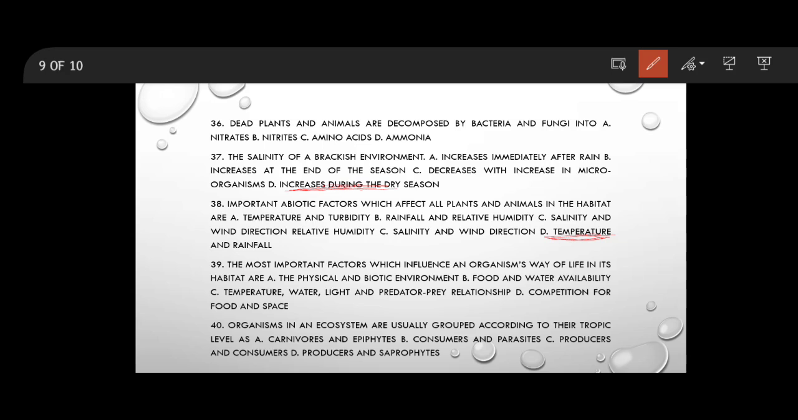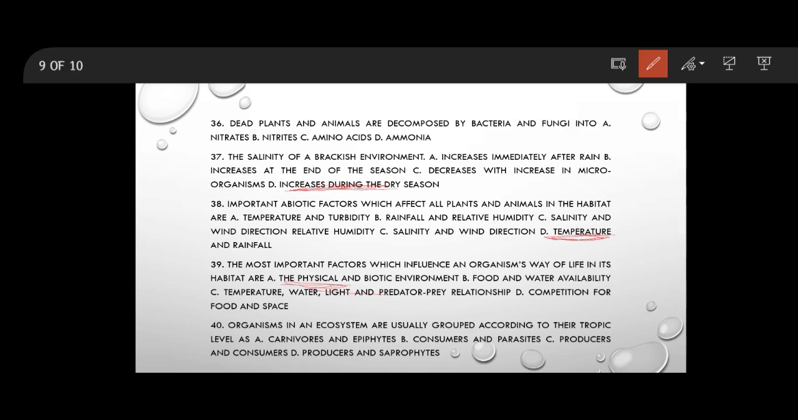Next question is saying that the most important factor which influence organisms' way of life in habitat are dash. A, physical and biotic environment. The physical referring to the abiotic. Okay, food and water availability. Temperature, water, light, and predator-prey relationship. They are still all under physical and biotic environment. Competition for food, still under it. So the best and the most comprehensive option there is the physical and the biotic environment.